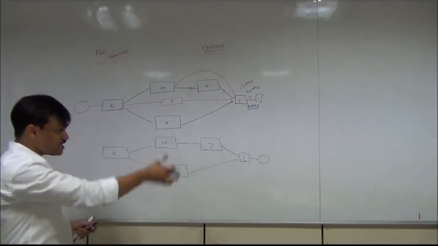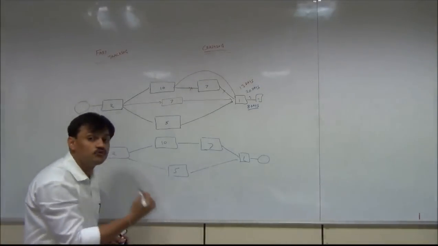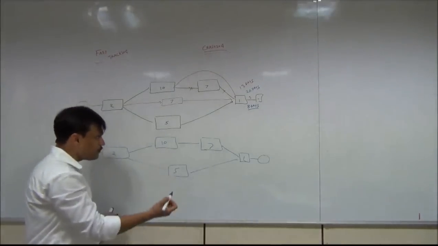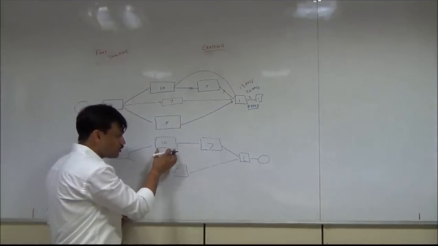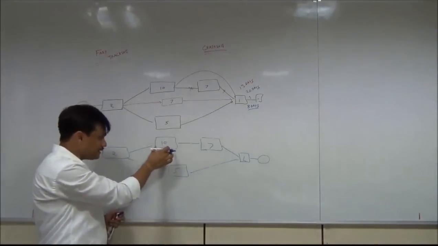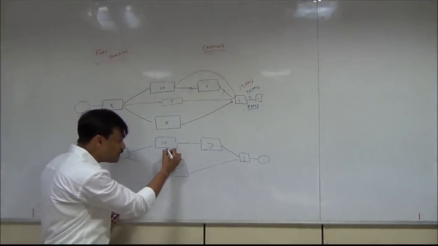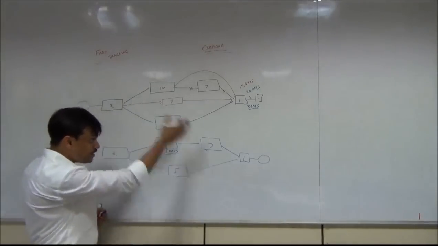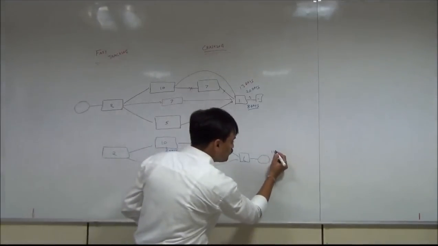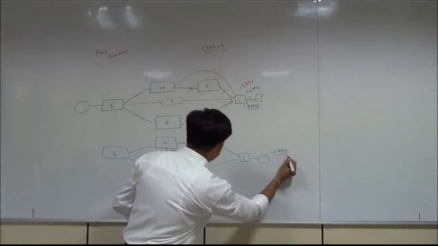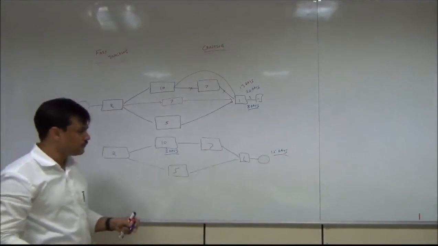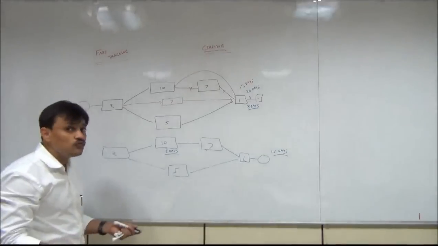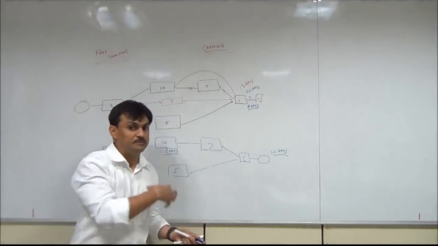Now, in case of crashing, we put more resources on the activities which are on the critical path. For example, if we double the number of people who are working on this particular activity, can we do it in 5 days? If we can do it, then we can reduce this critical path to 15 days, because this activity will take 5 days now in place of 10 days. So crashing involves putting more and more people.